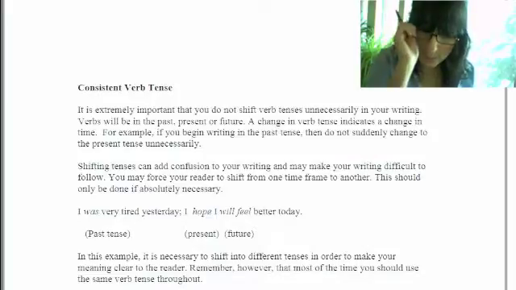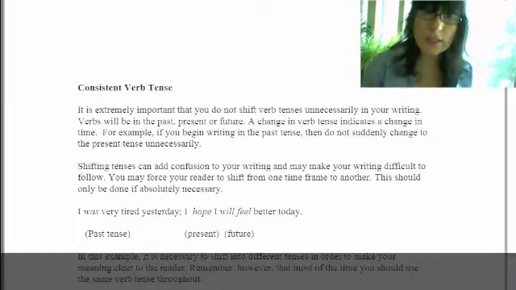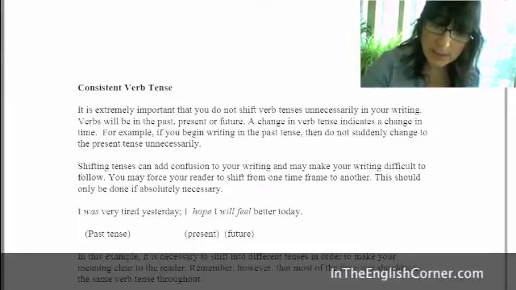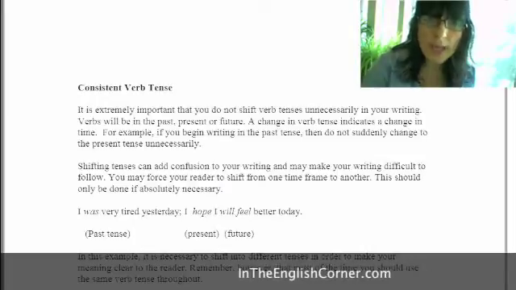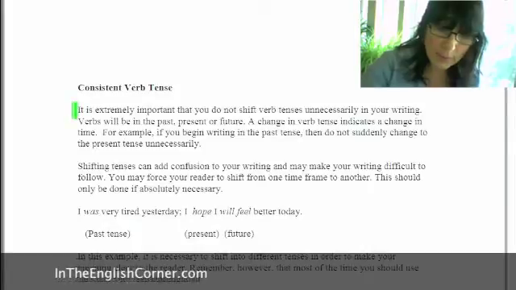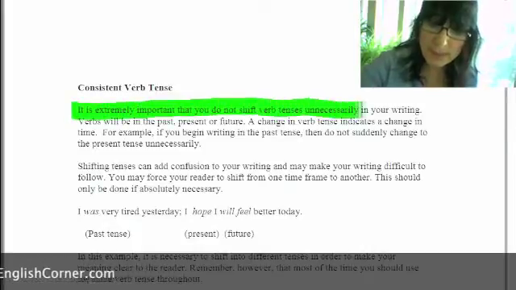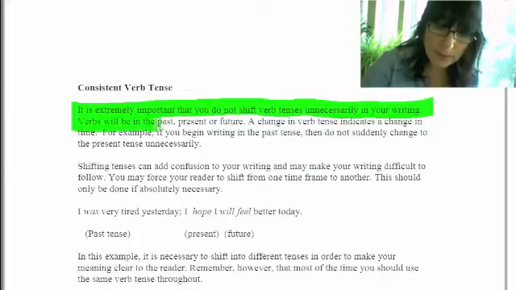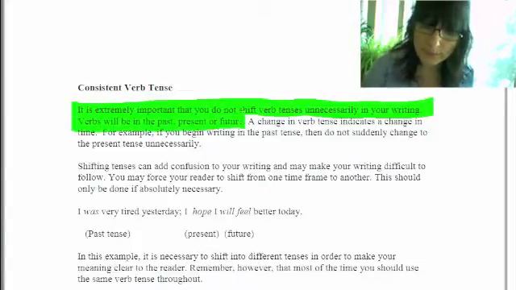This lesson right now will deal with using a consistent verb tense. Now, I want you to keep in mind that all your verbs within a sentence should try to be in the same verb tense. It's important that you don't shift verb tenses unnecessarily in your writing. So verbs will be in the past, the present, or the future.